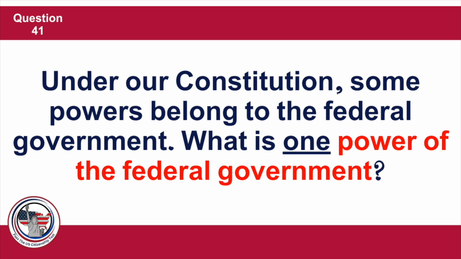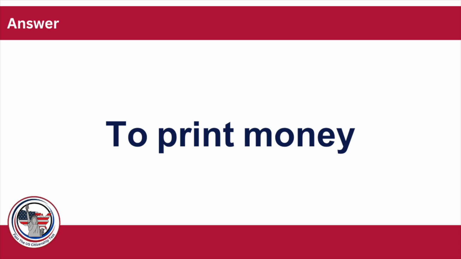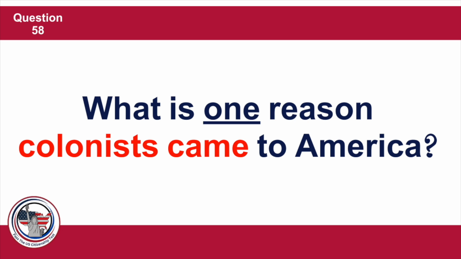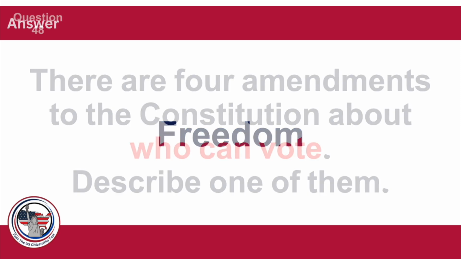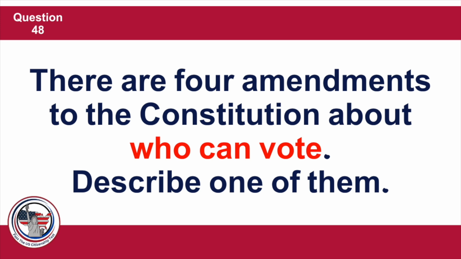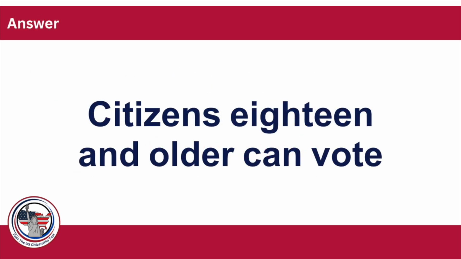Under our Constitution, some powers belong to the federal government. What is one power of the federal government? To print money. What is one reason colonists came to America? Freedom. There are 4 amendments to the Constitution about who can vote. Describe one of them. Citizens 18 and older can vote.